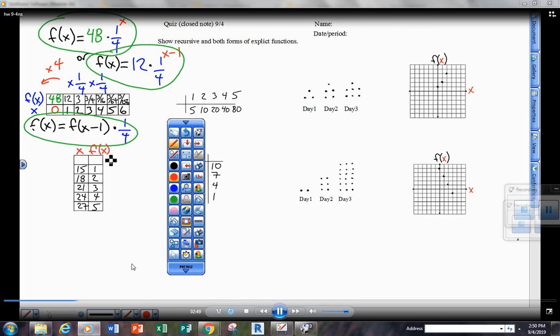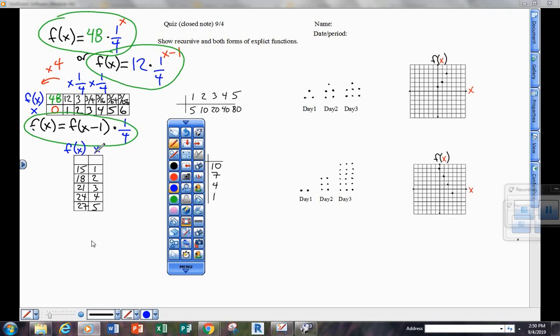Next problem. These are your x numbers. Whoops, I got that backwards. These are my f of x numbers, and these are my x. So again, you're not trying to find the rate of change of these. You want to focus on the f of x numbers. The first word is come.